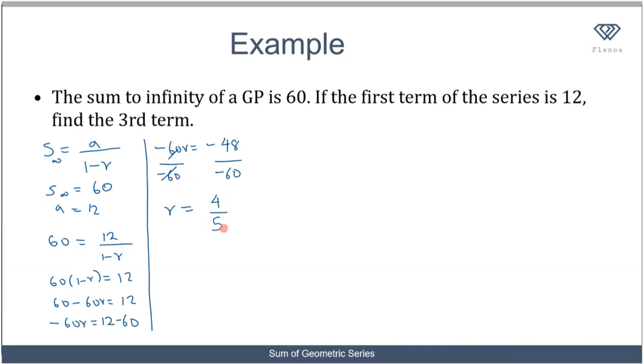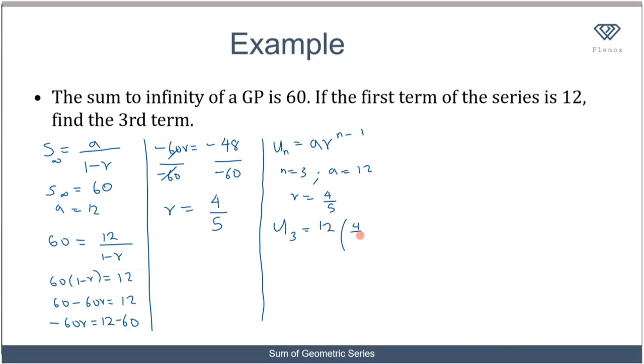And as you can see, this value lies between minus 1 and 1. The question now asks us to find the third term. So what is the formula for calculating the nth term of a GP? It is given by a r raised to the power n minus 1. To find the third term, that means n is equal to 3, and we know that the first term is 12, and we have found our common ratio to be 4 over 5. We just substitute. So u3 will be equal to my first term 12 and my common ratio 4 over 5, raised by n minus 1, which is 3 minus 1. So that becomes 12 times 4 over 5 raised by 2.